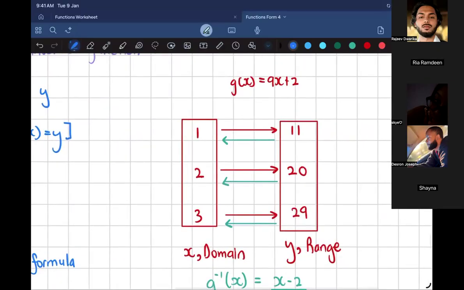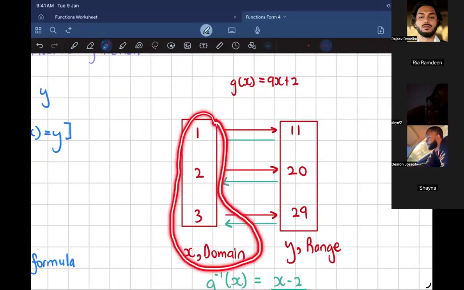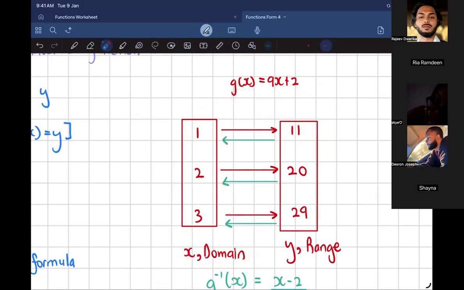An extremely fast recap. A function is just an expression you can plug something into. So this will be the set of x values, and you can plug these values into the function. If I put 1 into the function, anywhere you see x, replace it with 1. So I'll say 9 by 1 plus 2. 9 by 1 is 9. 9 plus 2 is? 11. Right. Cool. If you put 2 into the function, 9 by 2 plus 2, that'll be 20. If you put 3 into the function, 9 by 3 is 27, 27 plus 2 is 29.